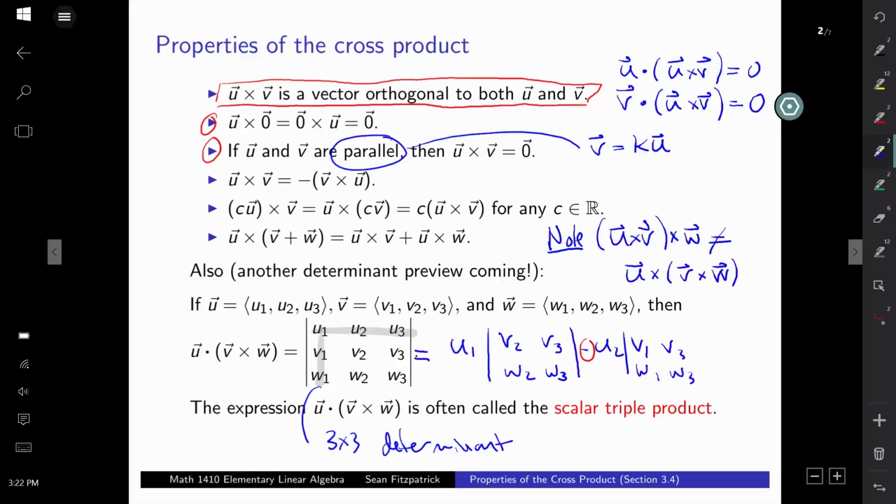w1, w3, and then u3 times v1, v2, w1, w2. So you can expand like that. So we'll come back to that later on.